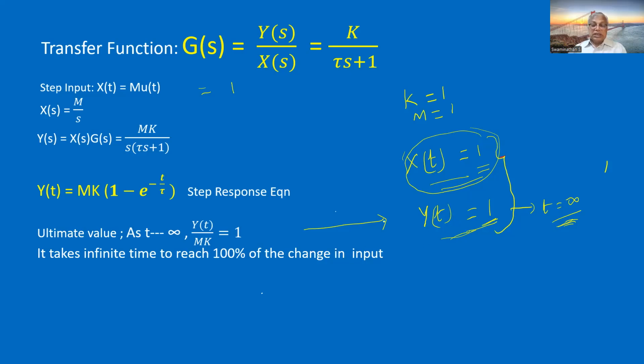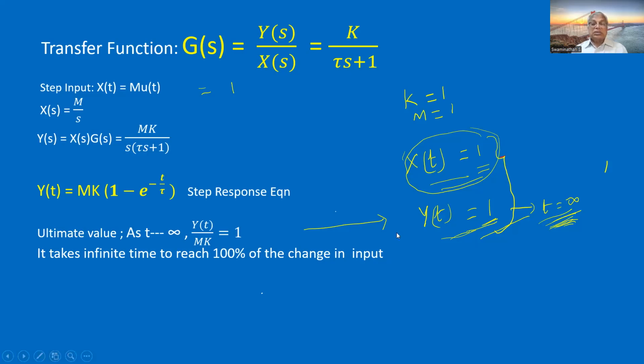Suppose you change the thermometer environment, for example the surrounding temperature. You change the temperature of the surroundings by 1 degree, then the thermometer reading also should change by 1 degree. But is it immediate? No, it takes place at infinite time. So theoretically it takes infinite time for the thermometer, or any first order system, to respond 100% to the change in the input value. So this is what it means.